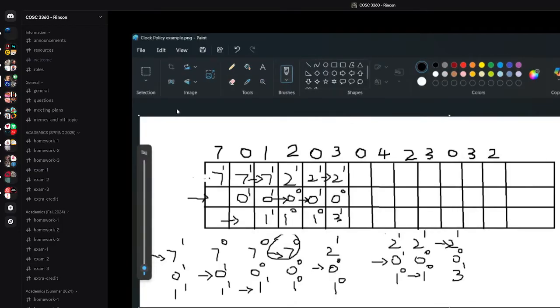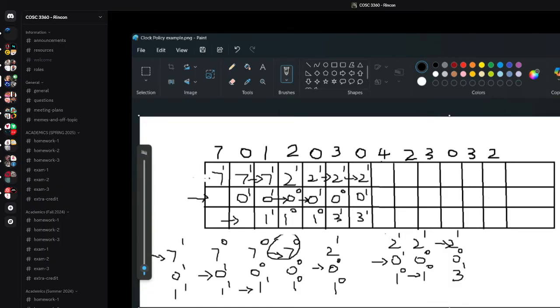But anyway, if no questions, next we have a 0 to be replaced again. And again, since 0 already exists in the frames and it doesn't have a use bit, all we have to do is turn it on. So pointer at 2 with a use bit, and then 0, which we just turn on, and 3 with a use bit. And that's it. That's all we have to do for 0.